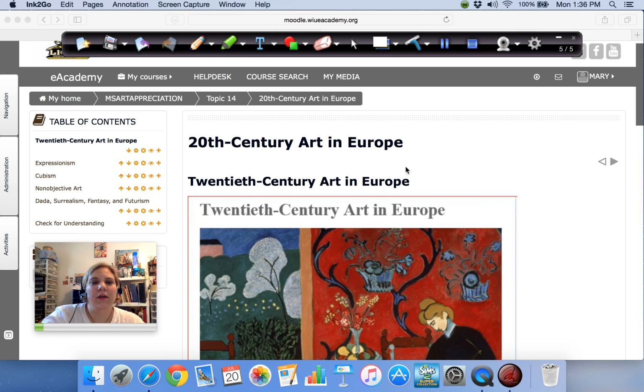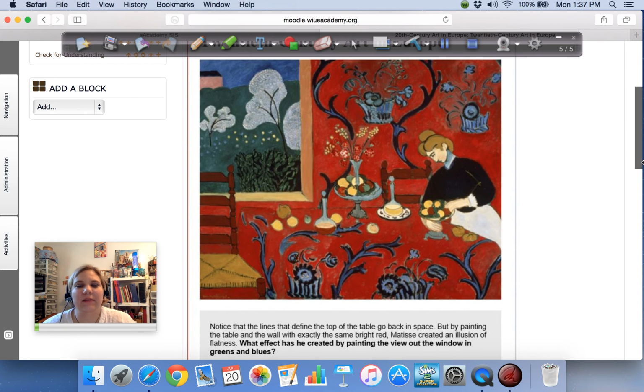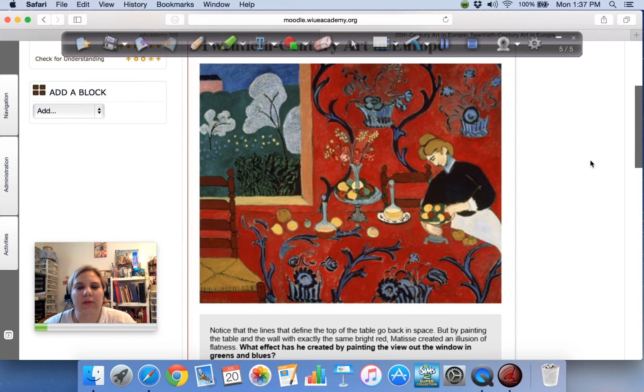Miss Zeglin here with Middle School Art Appreciation, and this is topic 14, 20th century art in Europe. We are going to start out here looking at a Matisse painting. And Matisse here, he was playing around with a lot of shapes and colors.